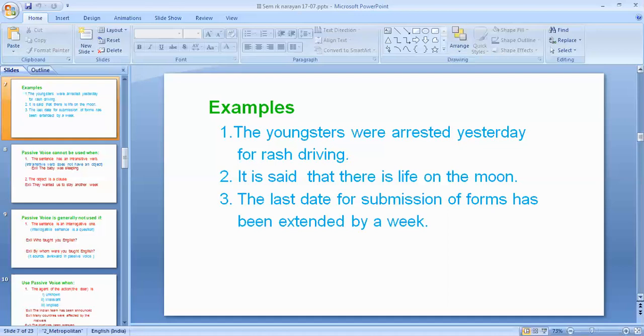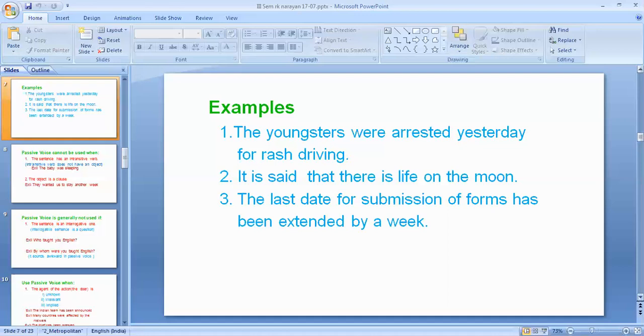And look at the third sentence. The last date for submission of forms has been extended by a week. So what happened in the sentence? What type of action has taken place? The last date has been extended. So the last date is given an extension. Who extended it? Somebody, by a week. So the extension is given for a week.